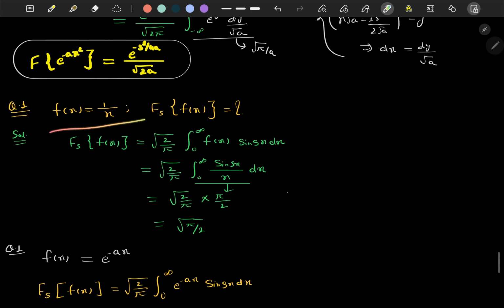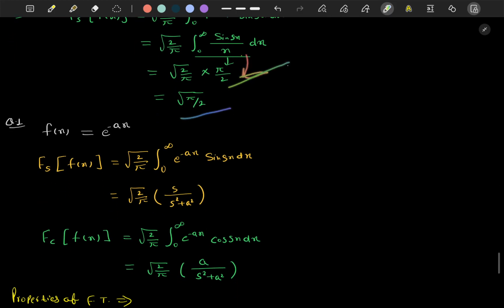Next function is 1 by x. So simply put 1 by x sin x dx. So the function is sin x by x, and we have calculated the value of this integration, which is pi by 2. So under root pi by 2 will be our final answer.